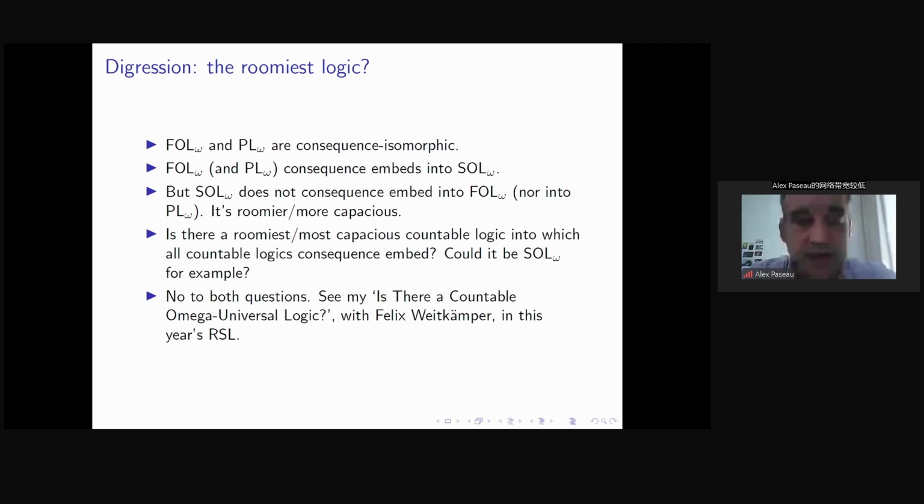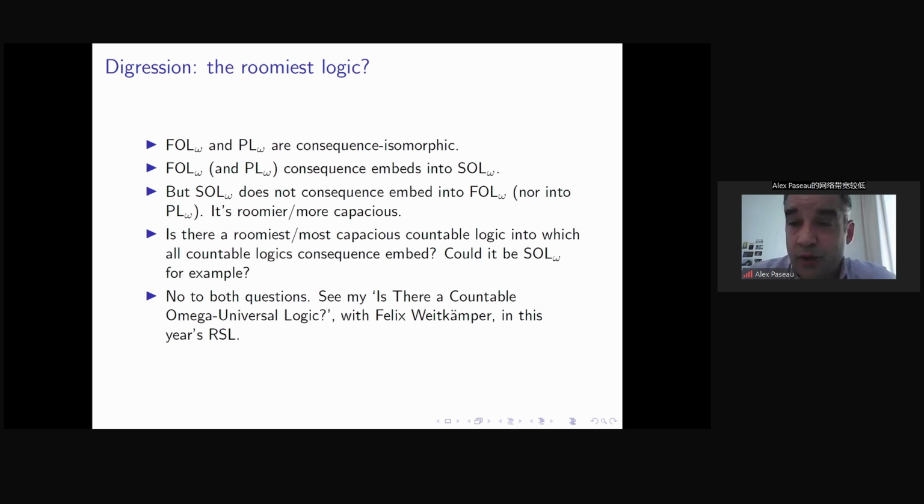Okay, so if you have second-order logic, in which you allow quantification over predicates or functions or both, and keep all the other parts of first-order logic, that's an extension of first-order logic. First-order logic is a sublogic of second-order logic, and therefore clearly consequence embeds into second-order logic. So you might wonder whether this result also applies to second-order logic. Actually, second-order logic does not consequence embed into first-order logic, nor therefore into propositional logic. There's a sense in which it's just roomier. It can capture more argument forms than first-order logic or propositional logic. And this is simply because of its non-compactness.